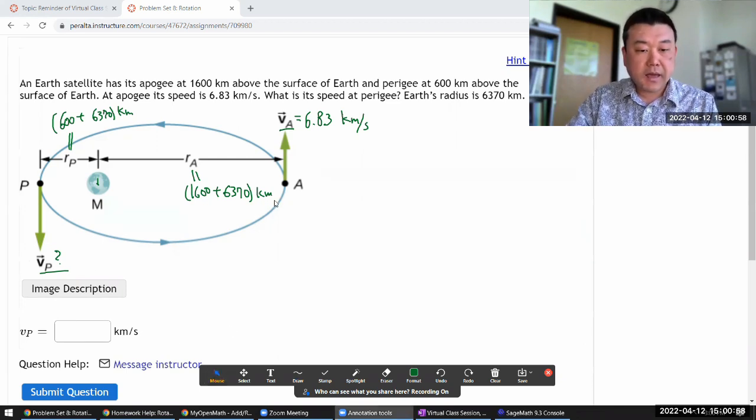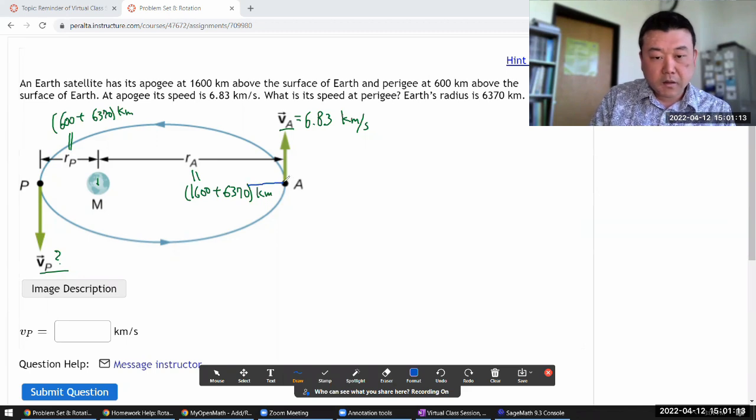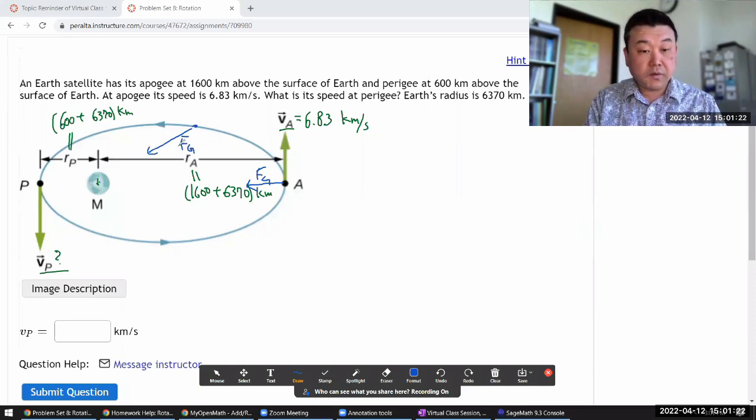As this satellite is orbiting, it's only under the force of gravity, and while gravity is an external force to the satellite, it only acts in a line that connects the satellite and the Earth. It's what's called a central force. With a force like this, the torque is always zero because the lever arm is zero. So as this satellite orbits, the torque due to gravity is always zero, so angular momentum will be conserved. That's what we are going to use.